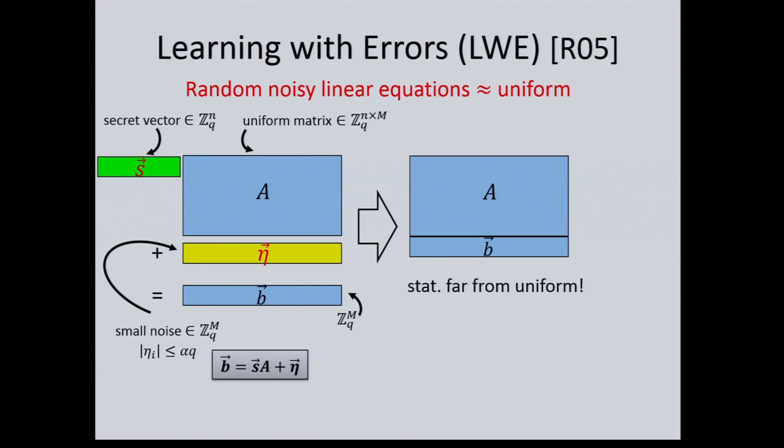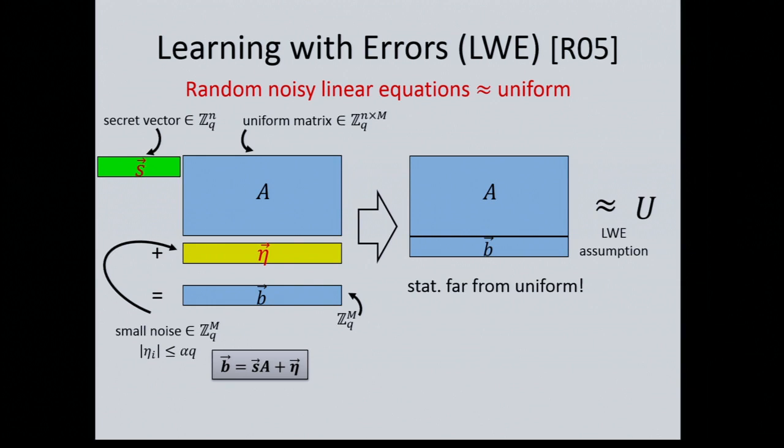But it turns out that if you just add some noise, so you think of this as a fuzzy hyperplane in this high dimensional space, it's still statistically far from uniform, but the learning with errors assumption is that this is computationally hard to distinguish from a uniform distribution, the case where we sampled both A and b uniformly and independently.